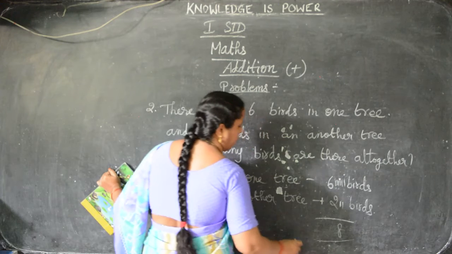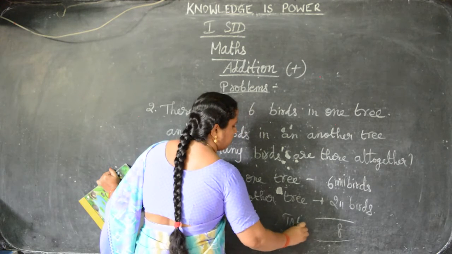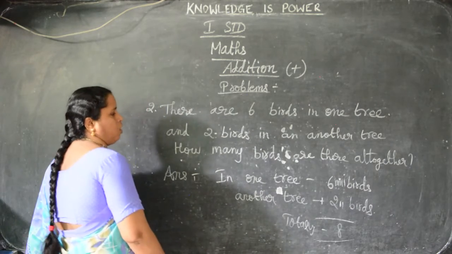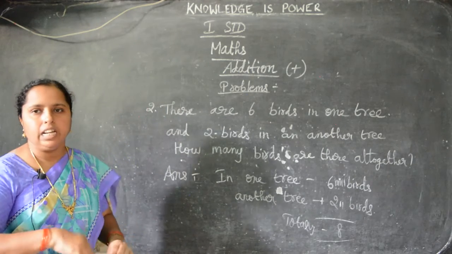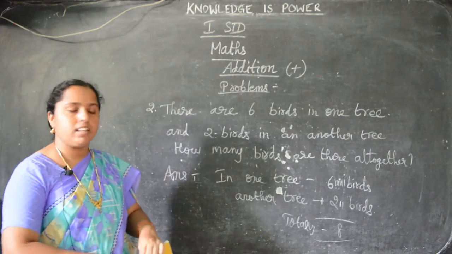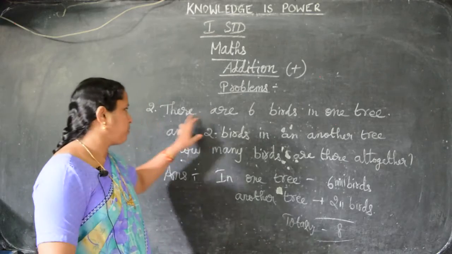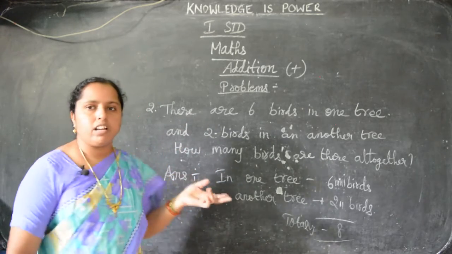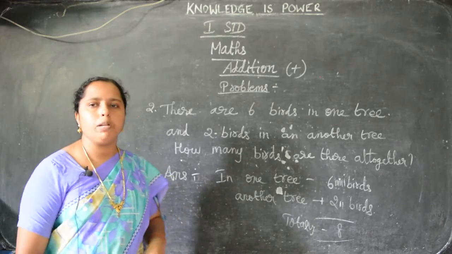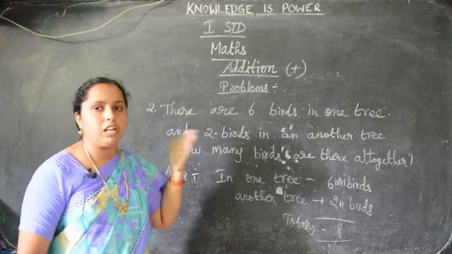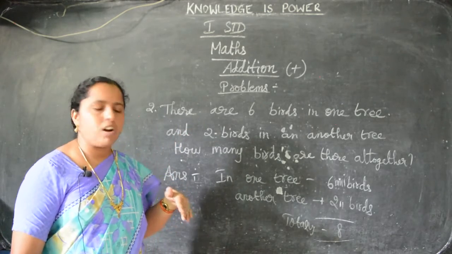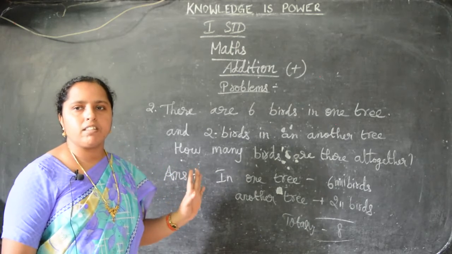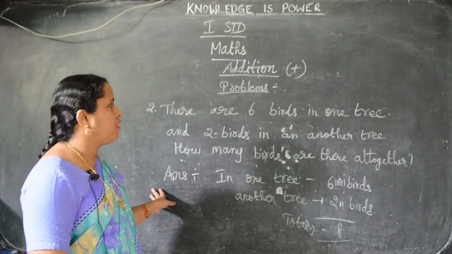So totally how many birds are there? Totally 8 birds are there. 6 birds in one tree. In another tree there are 2 birds. So totally how many birds means you should add 6 plus 2. 6 plus 2 what? 8. So totally how many birds are there? 8 birds are there. Okay, have you understood, children?